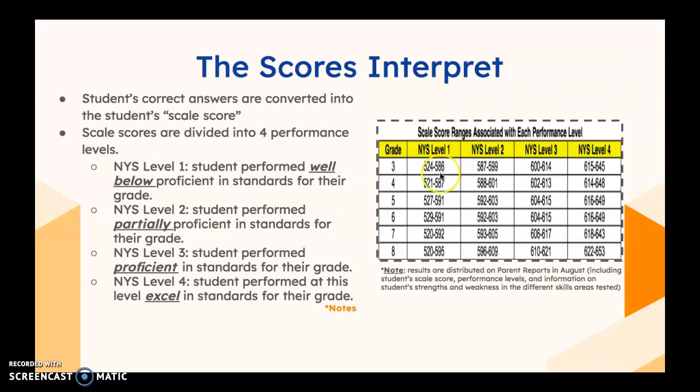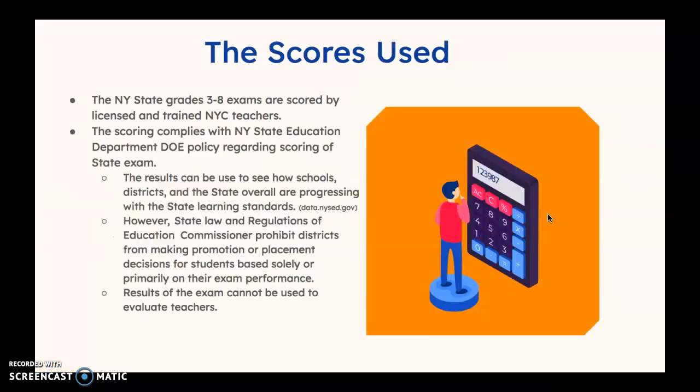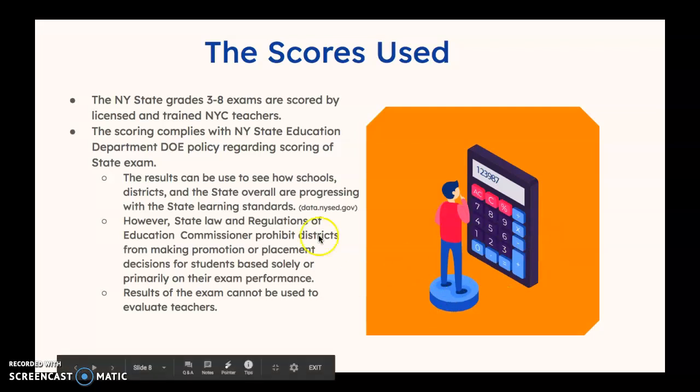And as you can see here, I provided a little graph. Once the test is taken in the month of August, the results are received on the parents' report, which includes the students' score, their performance level, and information on their strengths and weaknesses in the different skill areas tested. The results can be used to see how the school district and the state overall are performing with the state learning standards.